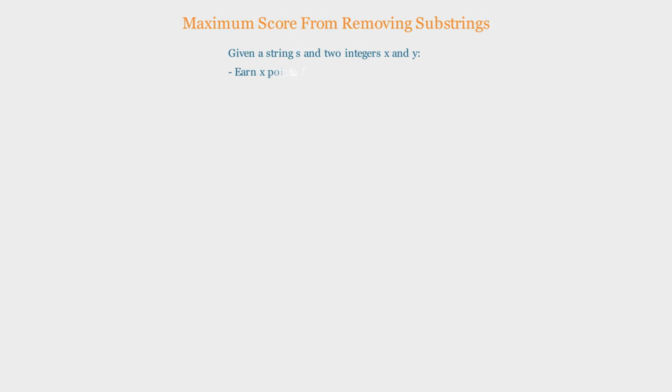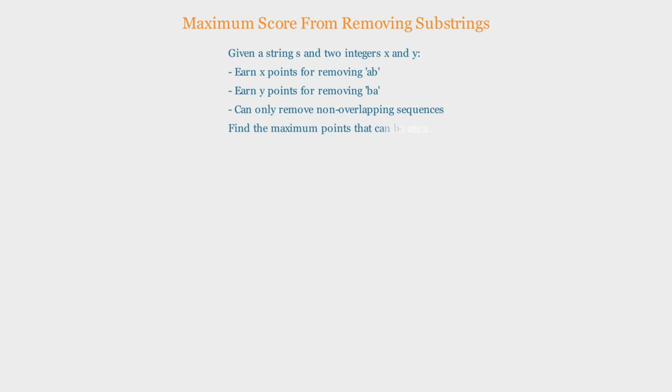This is the explanation of the maximum score from removing substrings. We'll go through the problem statement and solution approach. Let's begin. Given a string s and two integers x and y, earn x points for removing ab, earn y points for removing ba, and you can only remove non-overlapping sequences. Find the maximum points that can be earned.